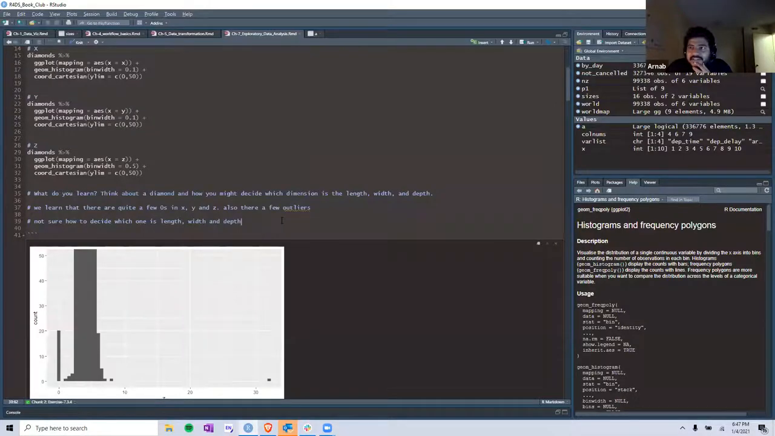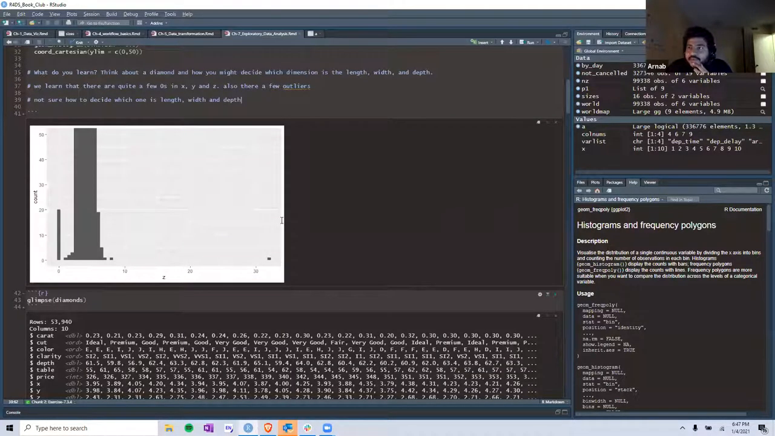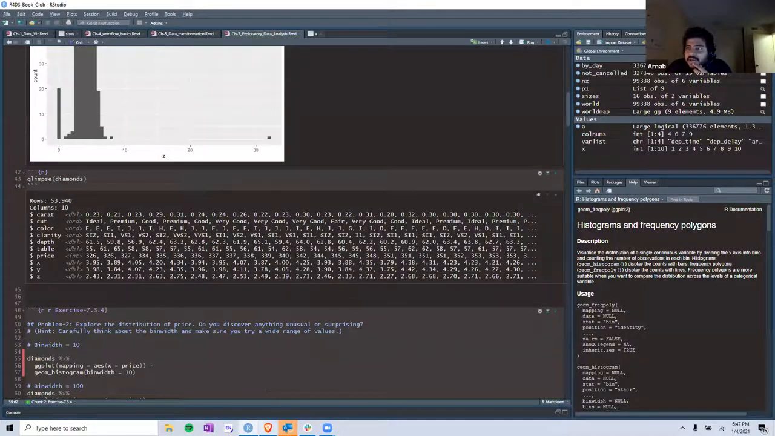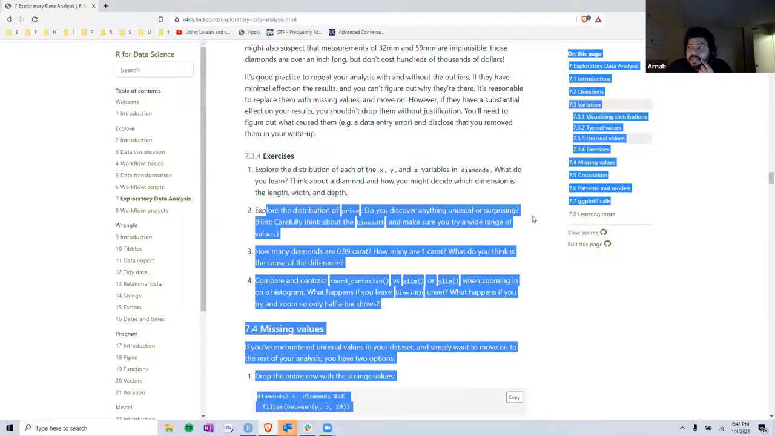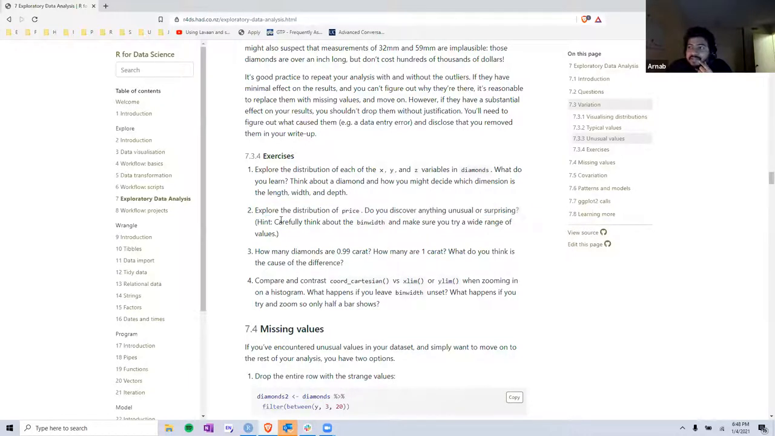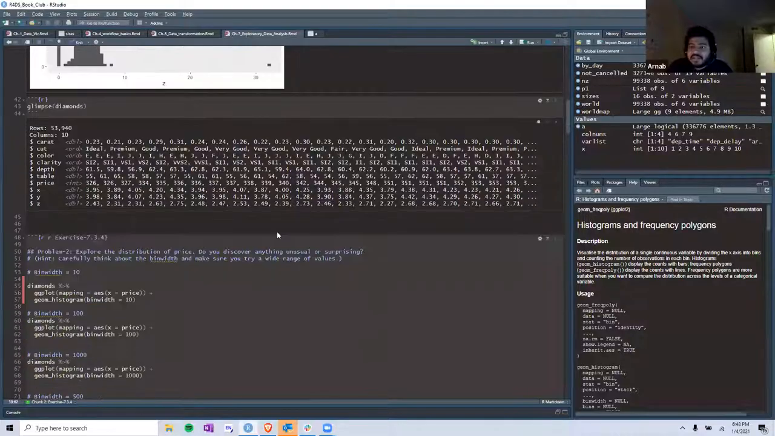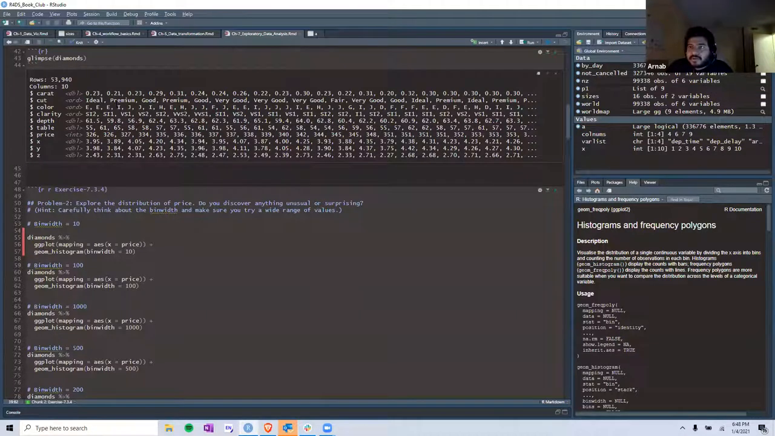So yeah, that's something that we might want to figure out later. And then we move to the next question in the exercise, which was to explore the distribution of price. Did you discover anything unusual or surprising? And there's a hint. So we look at the diamonds data set, we take a glimpse, and we see that price is a continuous variable.